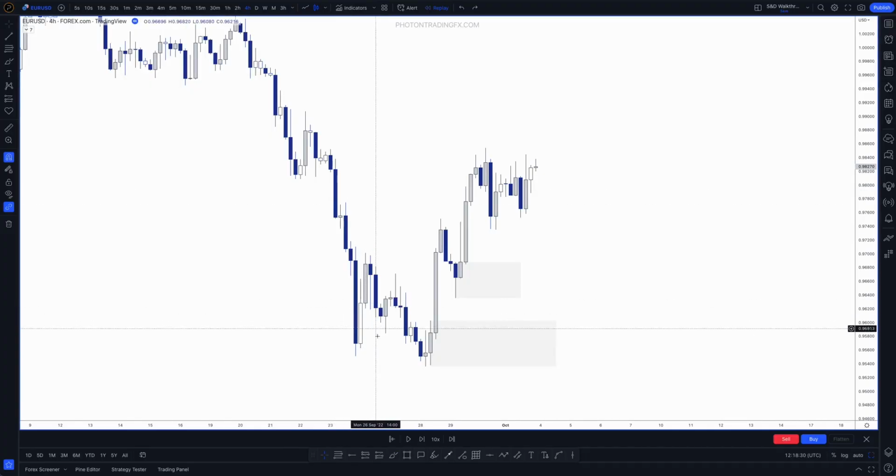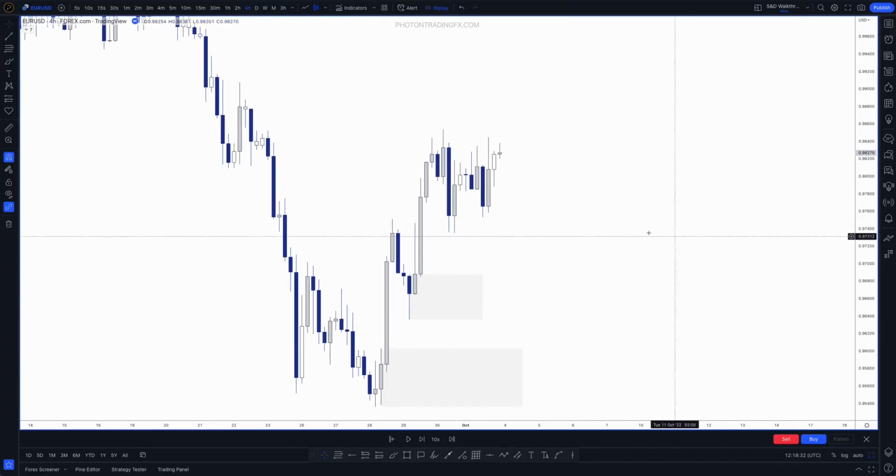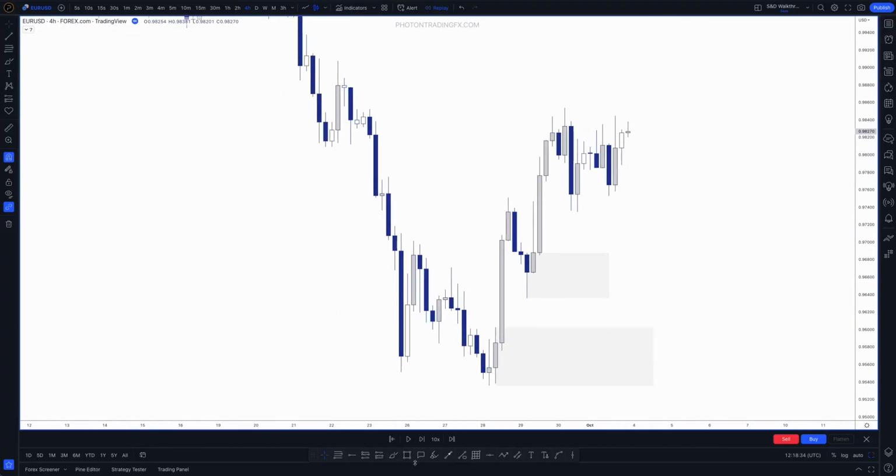Now, this is another one which we can have a few questions around, understandably. So this is where we have a buy, right, to sell.